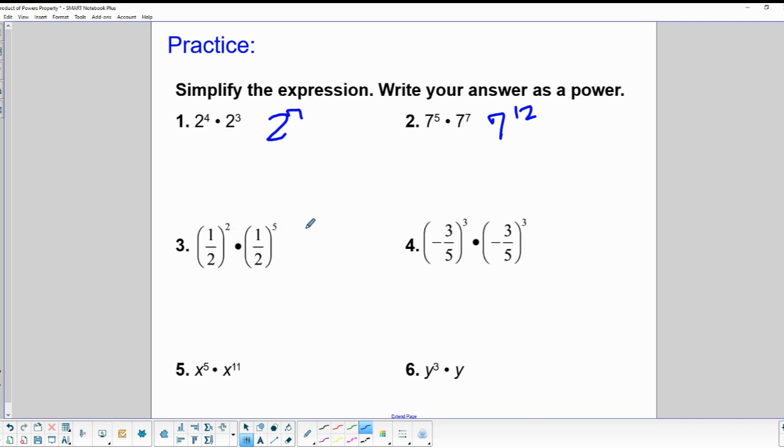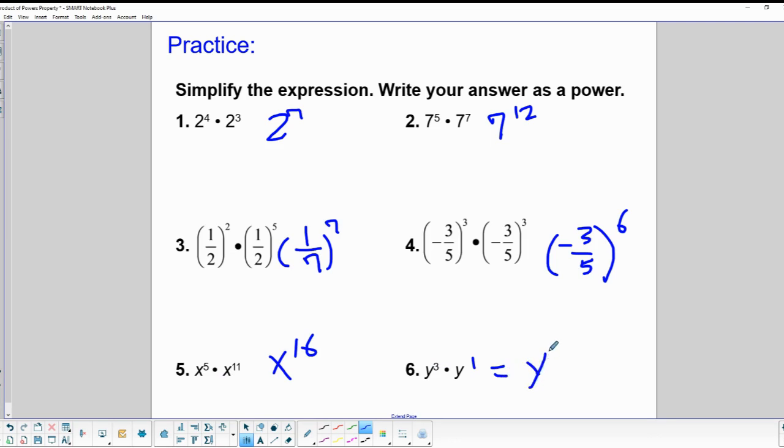1/2 to the 2 plus 5, which would be 1/2 to the 7th power, and we got to remember the parentheses. This next one would be negative 3/5, and then 3 plus 3 would give me 6. And then x to the 5th times x to the 11th would be x to the 5 plus 11, which is 16. And then y to the 3rd times y to the 1st, that's going to give me an answer of y to the 4th. So I like this property, or this rule, or law of exponents. It's quite a good one.